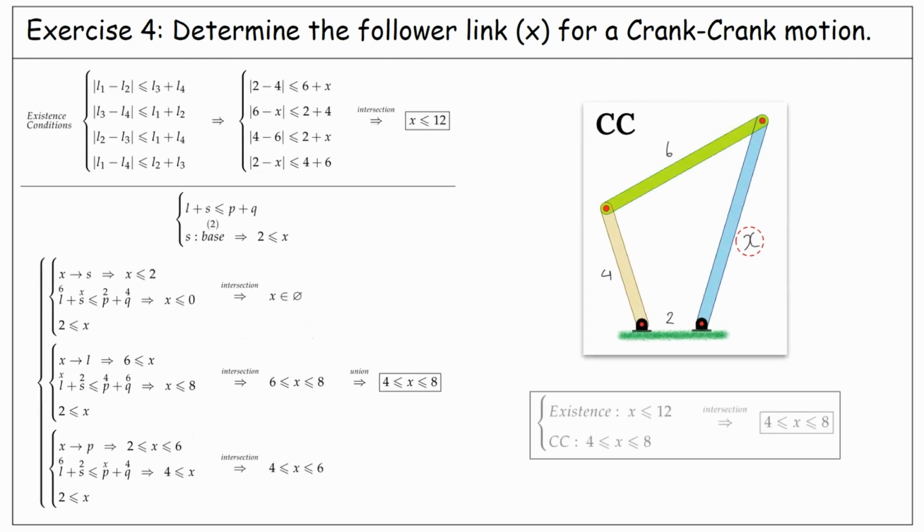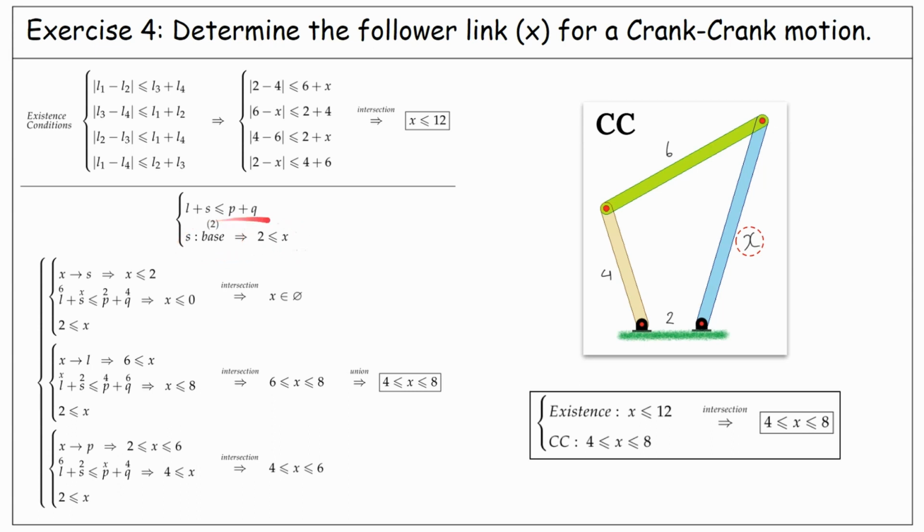In exercise number 4, we need the follower link for a crank-crank motion. For the existence of the linkage, the follower link should not be more than 12 unit lengths. In order to provide a crank-crank motion, we need to keep the base as the shortest link. This means that all other links, including the follower, should not be shorter than 2 unit lengths. So X should be longer than or at least equal to 2.